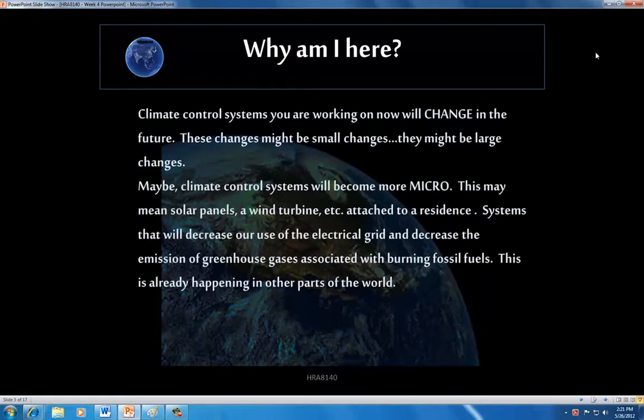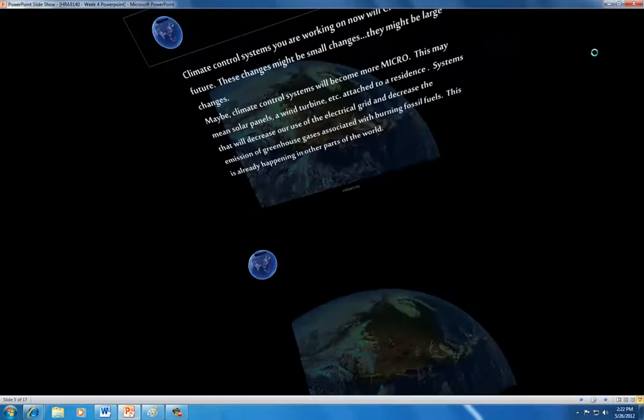Maybe climate control systems will become more micro. This may mean solar panels, a wind turbine attached to a residence. Systems that will decrease our use of the electrical grid and decrease the emission of greenhouse gases associated with burning fossil fuels. This is already happening in other parts of the world.